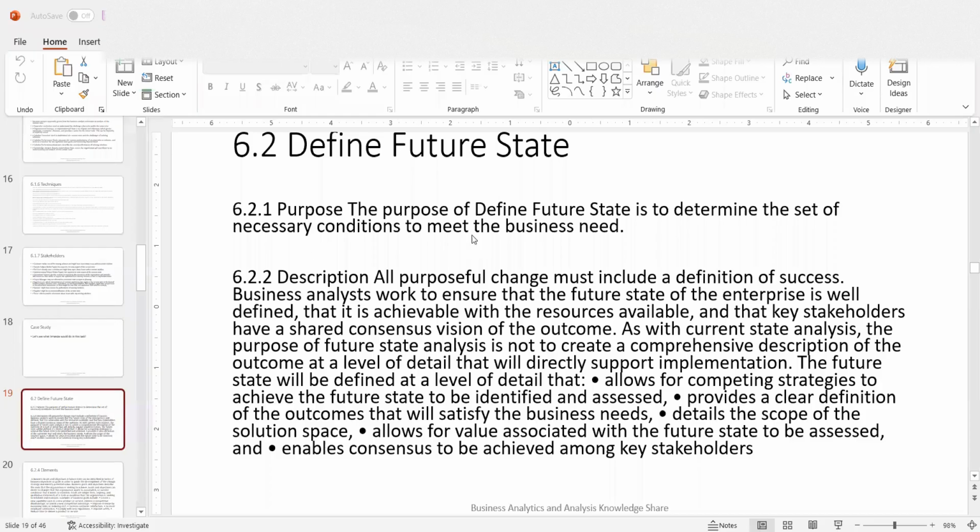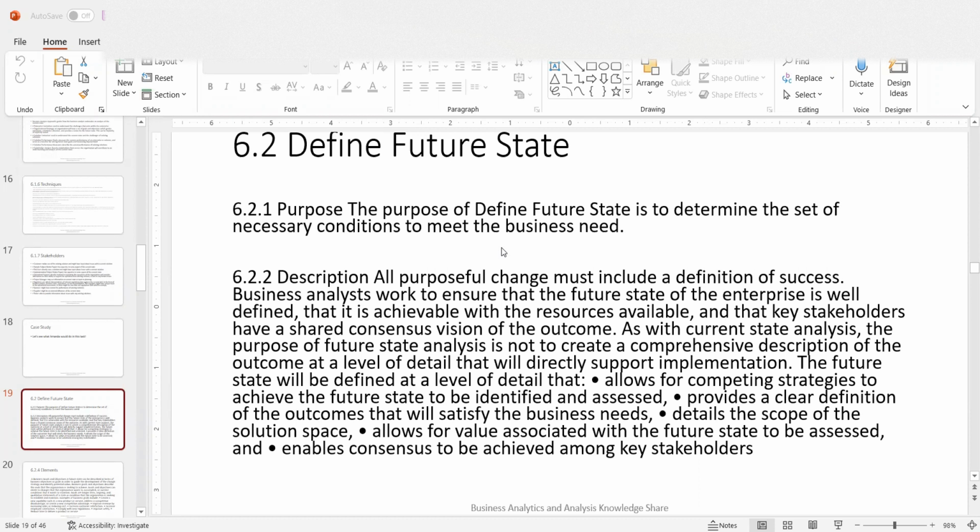In this episode, we cover the second task of the strategy analysis chapter within the BABOK guide. In this task, it basically goes through defining future state. So without further ado, let's get started.